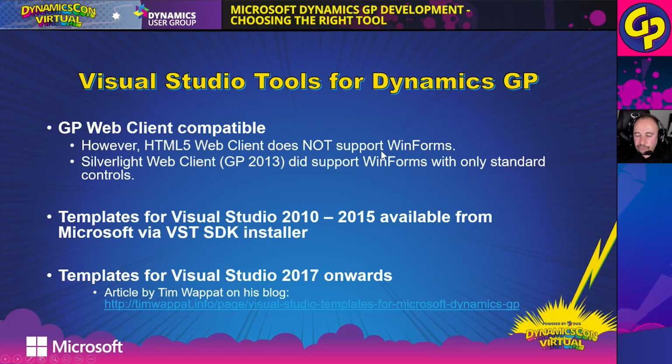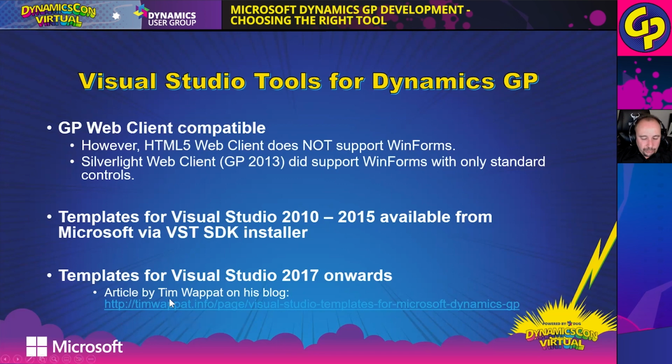Now, if you do install Visual Studio, the templates that Microsoft provided with GP only went up to Visual Studio 2015. So if you want the templates for Visual Studio 2017 or later, please go and look at this blog by Tim Wappat, and he has published the information and the templates. Using his blog, you can see how to download them and install them through Visual Studio in the store there.